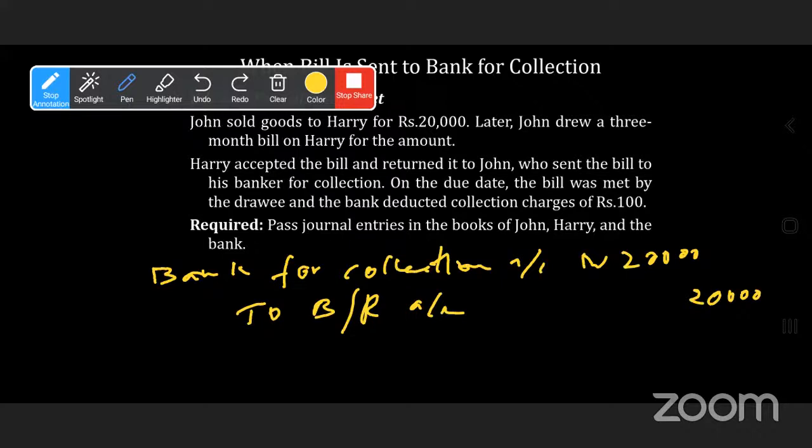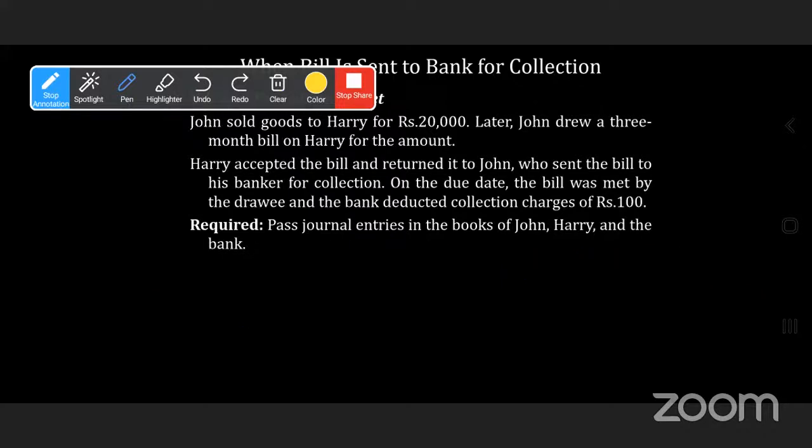Now you have to write the journal entry. In the date column, you have to mention due date. As the date is not mentioned, you have to write as due date. That's all.